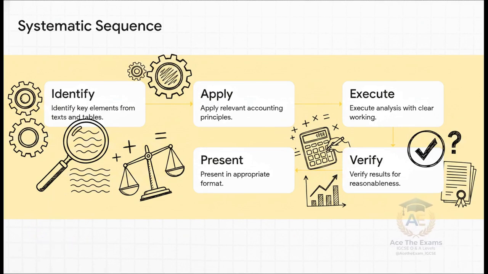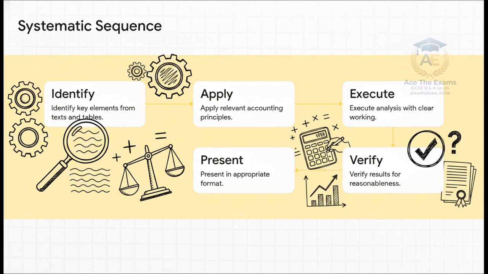Why? Because Cambridge examiners award marks for the process itself. This is the method mark strategy. Even if you completely botch the final calculation, if your process is visible on the page, you scrape up the points. Step 1. Identify the key elements from the prompt. Step 2. Apply the relevant accounting principles. Step 3. Execute your analysis with crystal clear working.